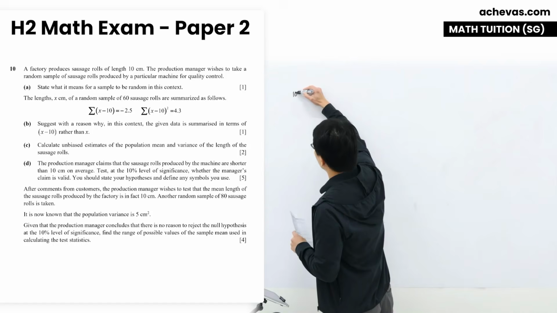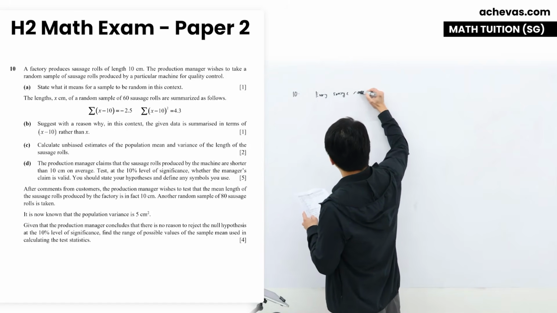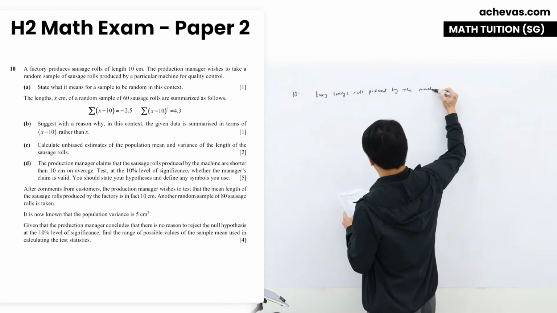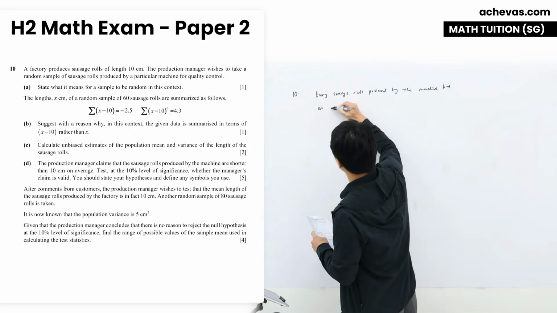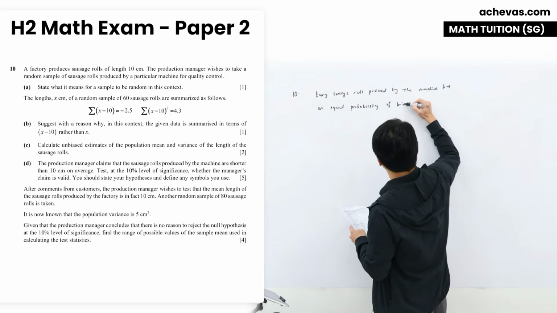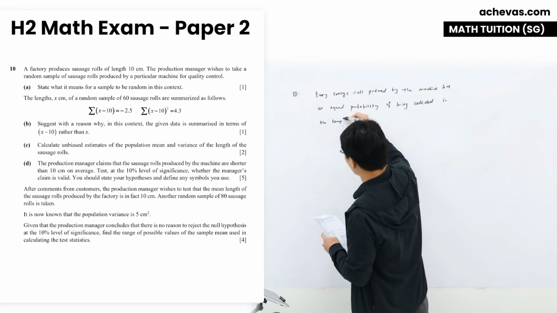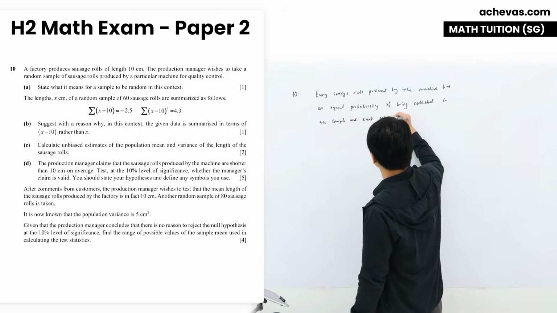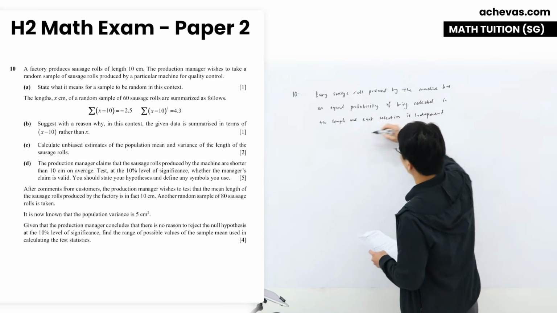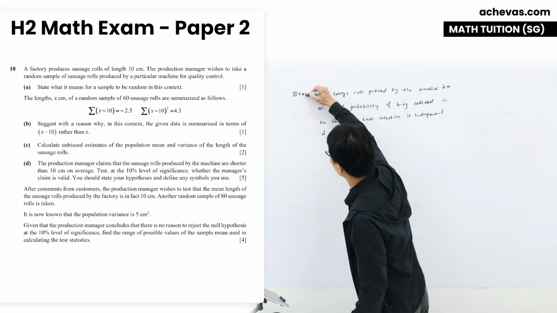So what we're going to write is: every sausage roll produced by the machine has an equal probability of being selected in the sample, and each selection should be independent of each other. Okay, and let me just write down, this is part A.